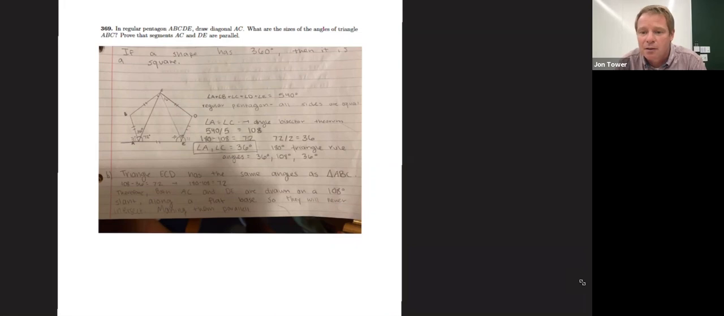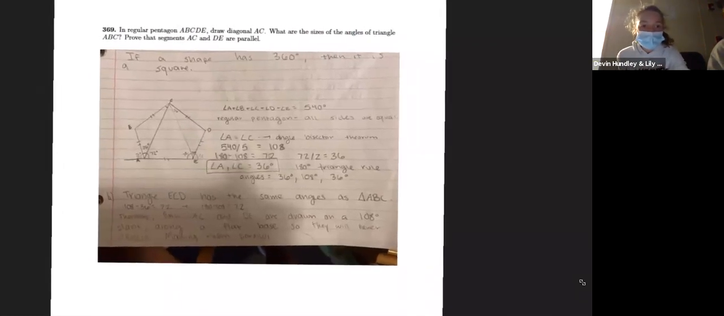I'm not sure who's presenting, but I'm going to turn the microphone over to someone else. Yeah, so this is my problem. The problem was asking, we had a regular pentagon, and if you see, there's segment AC and ED, and we had to prove that they were parallel. How I did this is I divided 540 by 5. Because it's a regular pentagon, there are all equal angles. So I knew that the interior angle was 108 degrees for segment AC, and the other interior angle was also 108 degrees for ED, because those are both angle A and angle C. Then because a straight line has 180 degrees, I subtracted 108 from 180 and got 72. So I knew that the other interior angle was 72 degrees, and then the other one was also 72.